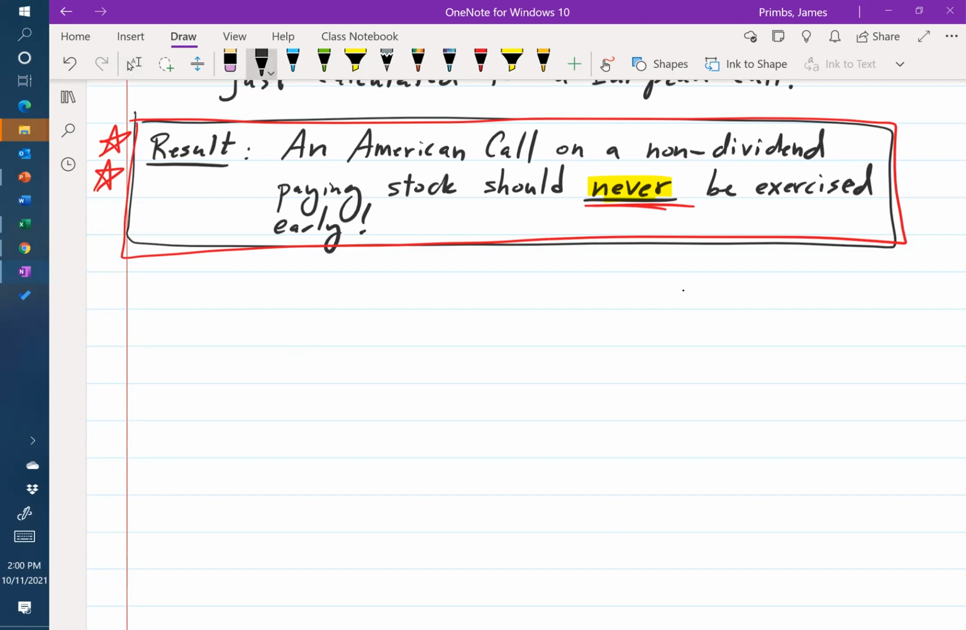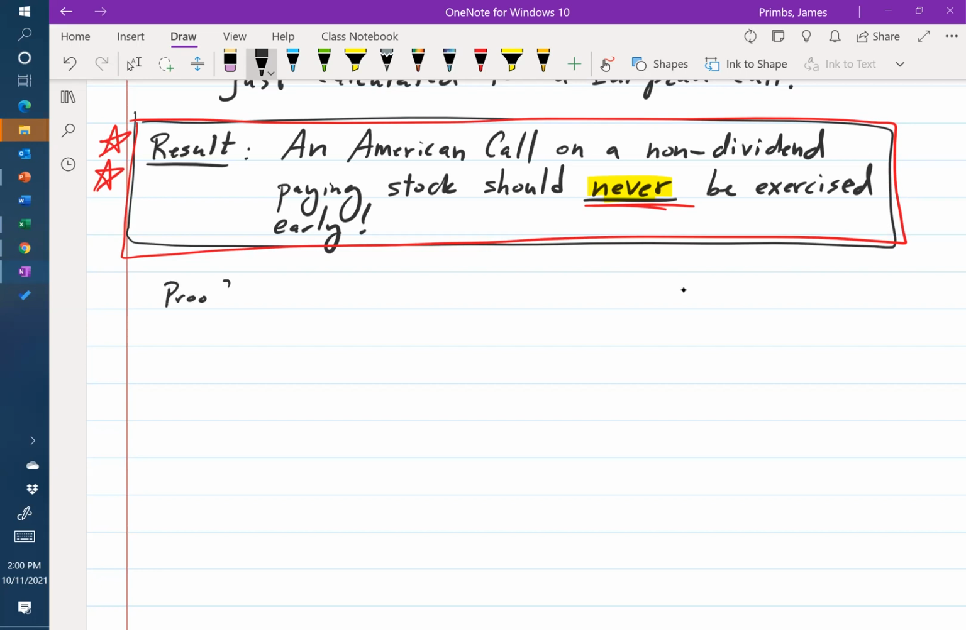Okay, so it's important to know this and remember this. This is the only case. It needs to be a call option, no dividend. Any other case, there might be a reason that you would exercise it early, but in this one, there is never any reason to exercise early. Let's prove this, and then I'll show you in pictures what it corresponds to.